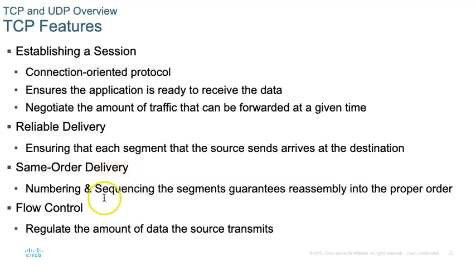To send, TCP uses something known as numbering and sequencing to guarantee ease and speed of assembly. TCP also uses something known as flow control, which regulates the amount of data it sends. It defines how much you can handle and only sends you that.